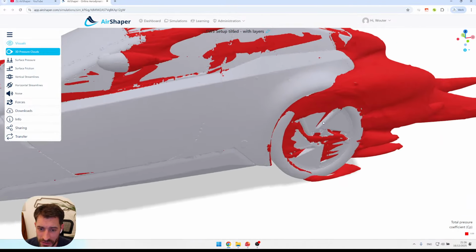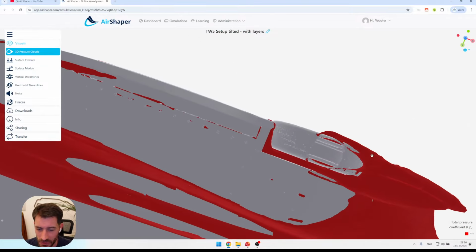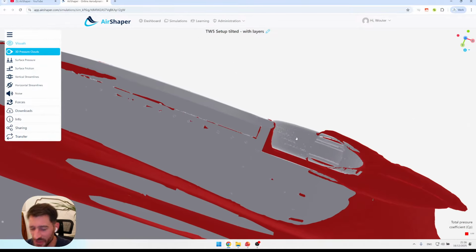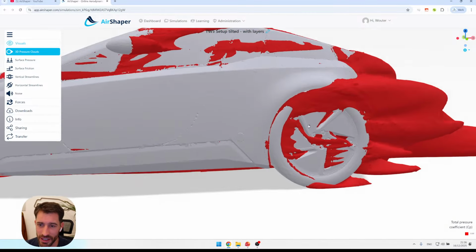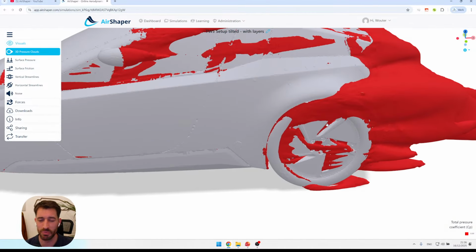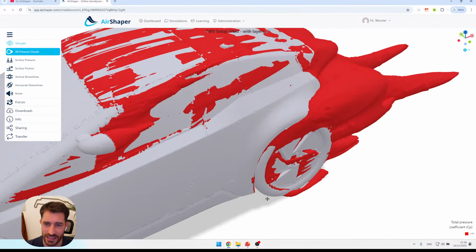Then we had the wheels. The wheels, of course, have their own tire wake, which then joins the wake underneath the car. There's airflow being disturbed as these rotating wheels interact with the flow passing via the sides of the car.